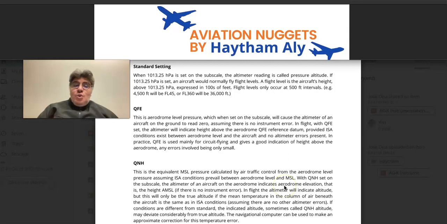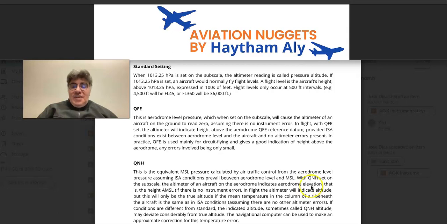It will only show 0 if the field elevation of the airport is 0 feet. But if the field elevation of the airport may be 270, maybe 1,000, maybe 7,000, on ground, the altimeter will show the field elevation of the airport. Again, with QNH set on the subscale, the altimeter of an aircraft on the aerodrome indicates aerodrome elevation. And if QNH is set, the altimeter in flight will show aircraft altitude.